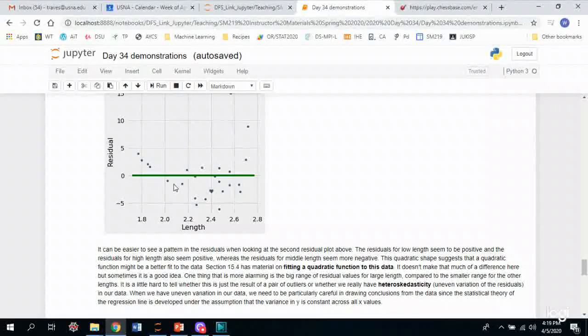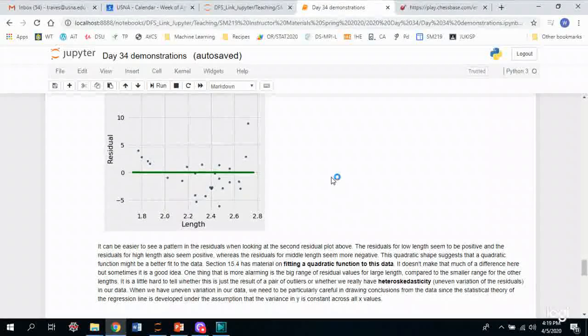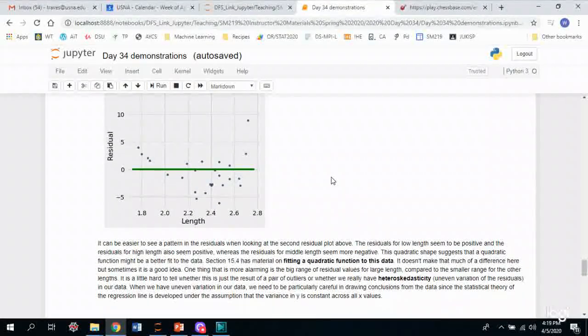That's an unusual pattern in the residual, and it suggests that maybe there's a quadratic function that could fit the residuals, and even a quadratic function might be a better fit to our data. Section 15.4 has material on fitting a quadratic function to this particular data. Here it doesn't make that much of a difference, but sometimes it's a good idea.